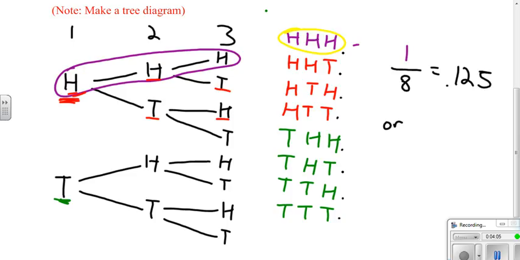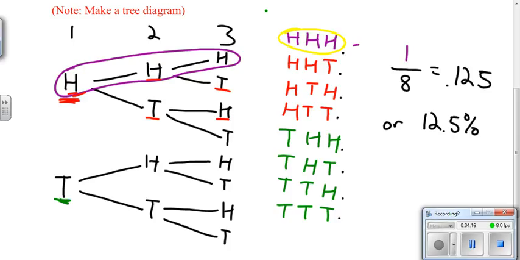Or if we wanted to talk about percent, we would say that that's 12.5%. So when you toss 3 coins in the air, there's a 12.5% chance that all 3 of them will end up being heads.